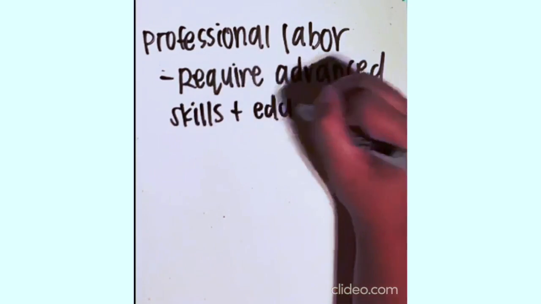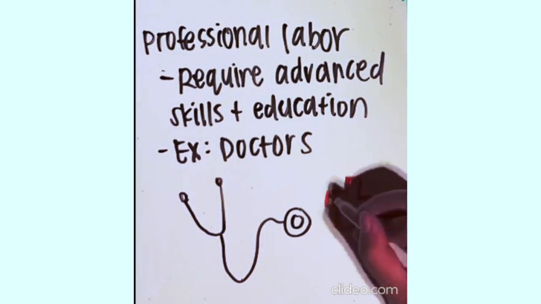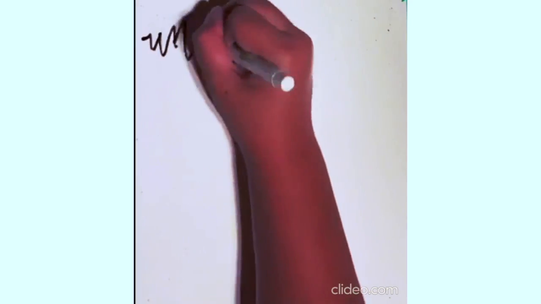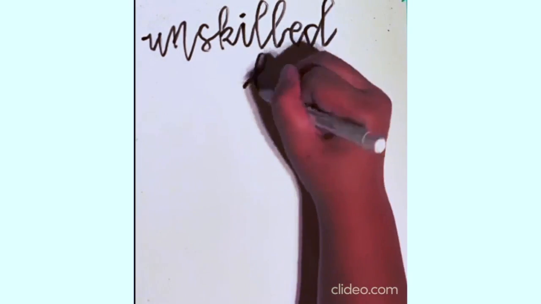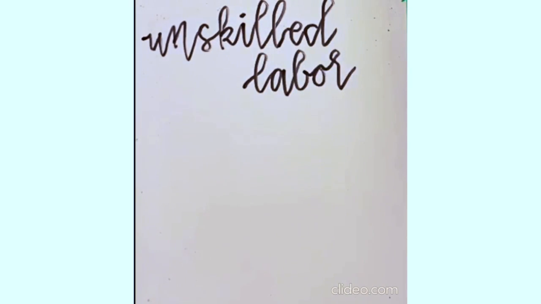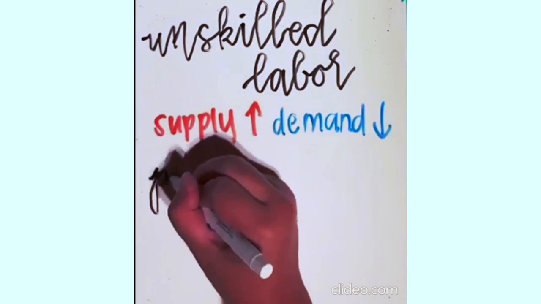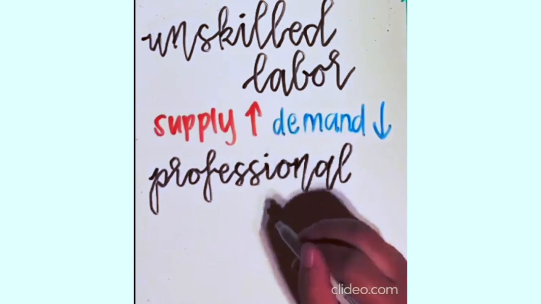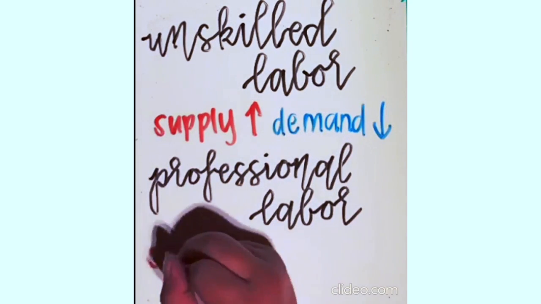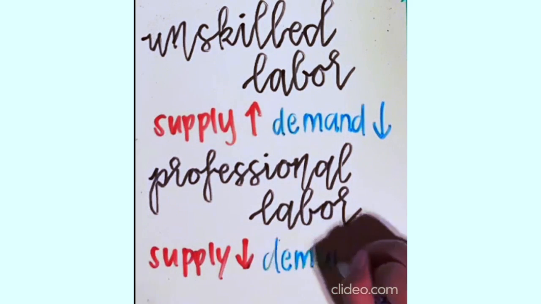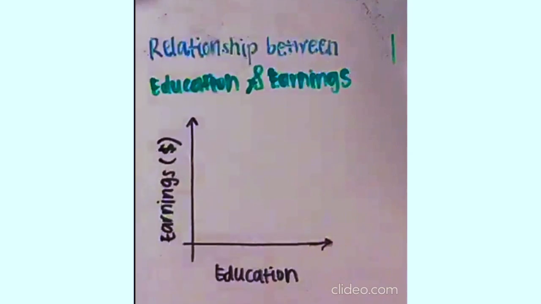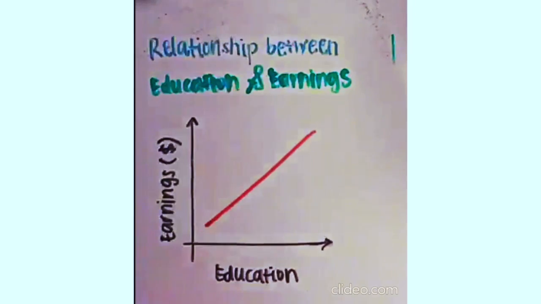Professional labor, which demands advanced skills and education, has the highest salary. The reason for this is that the supply of unskilled workers is relatively high compared to the demand for them, whereas professions with highly educated workers that require more training and experience have a relatively high demand compared to the supply. Therefore, professional labor has a higher equilibrium wage. This graph represents the relationship between education and earnings. For example, the more education a person gets, the higher their earnings.